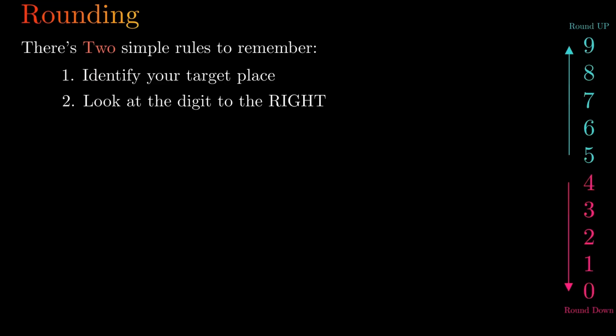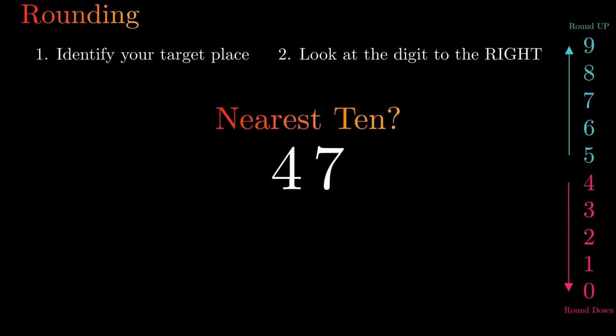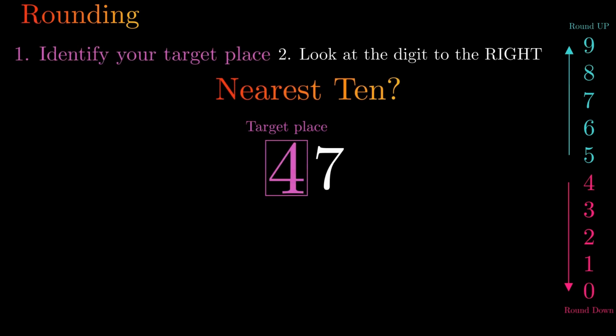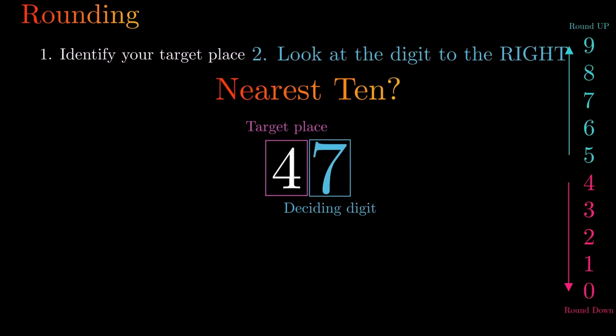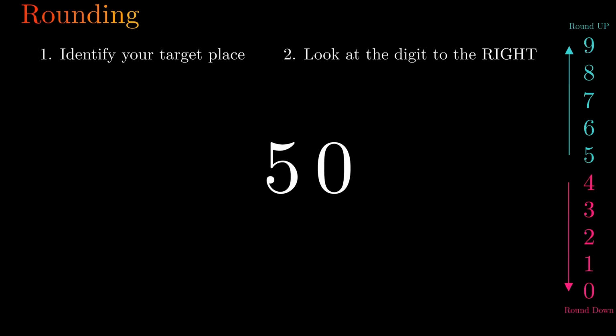Let's see this in action. For example, let's round 47 to the nearest 10. Our target place is the tens place, which has the 4. The deciding digit to its right is the 7. Is 7 5 or greater? Yes, it is. So we round up. Rounding up means we add 1 to our target digit. The 4 becomes a 5. The rest of the digits to the right become zeros. So 47 rounds up to 50.